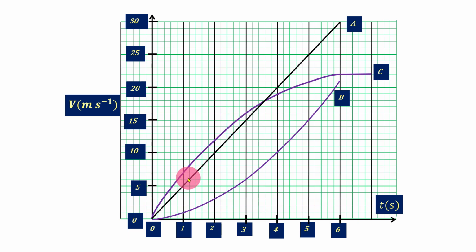Okay, here the steepness is the same. Here the steepness is increasing. Here the steepness is decreasing. Since the steepness of a velocity time graph represents acceleration, you can therefore describe the acceleration of this object. You can say this one moves with uniform acceleration because the steepness is uniform. This one moves with increasing acceleration because the steepness is increasing, while this one moves with decreasing acceleration because the steepness is decreasing with time.